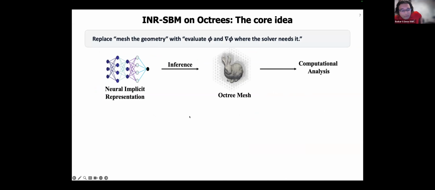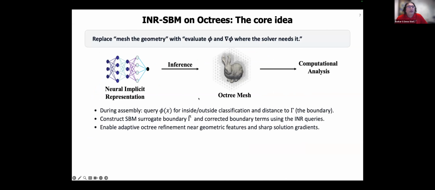So now, what is your core idea here? We replace the question of, oh well, I'll give you an STL, mesh the geometry, with, I'll give you an INR, and all you're saying is I evaluate the implicit neural representation, the neural level set value phi and gradient phi, wherever the solver needs it, right? So once you're given a neural implicit representation, all you do is you infer it. You essentially perform inference and create, in this case, an octree mesh, and then you perform your computational analysis.